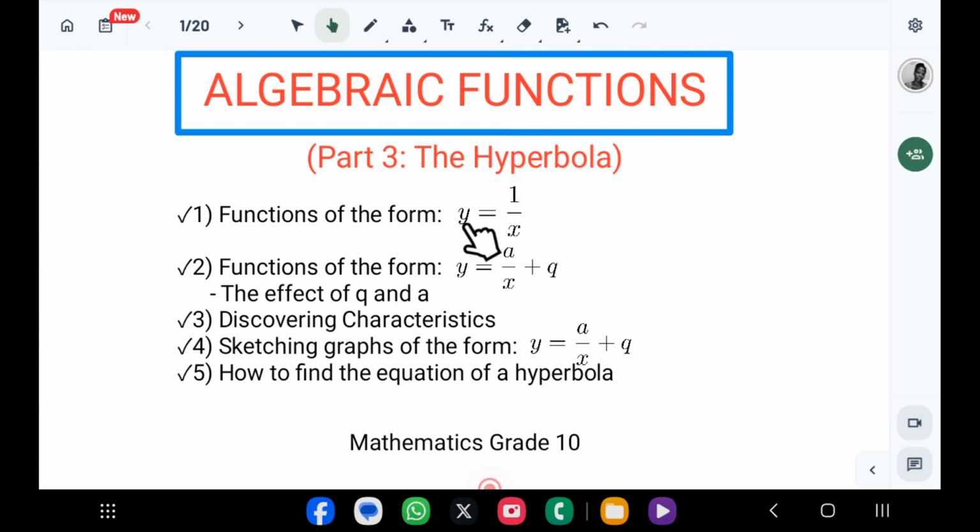And in this video, we're going to focus on part 3 of a 4-part series on algebraic functions for mathematics grade 10, and that is the hyperbola. In part 1, we looked at the straight line graph, and in part 2, we did the parabola. In part 3, which is this part, we're going to focus on the hyperbola. And in part 4, we're going to look at the exponential function.